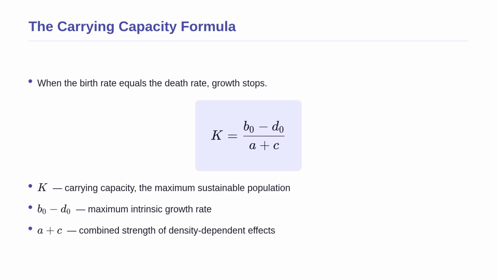In this formula, the numerator, B0 minus D0, represents the maximum possible intrinsic growth rate under perfect conditions. The denominator, A plus C, represents the combined strength of the density-dependent effects on both births and deaths. If the environment becomes harsher, the crowding penalties increase, which physically decreases the overall carrying capacity.